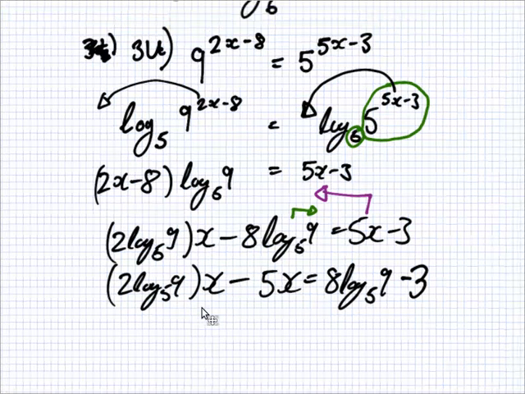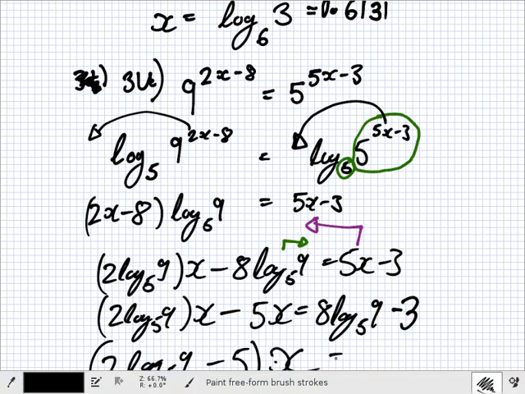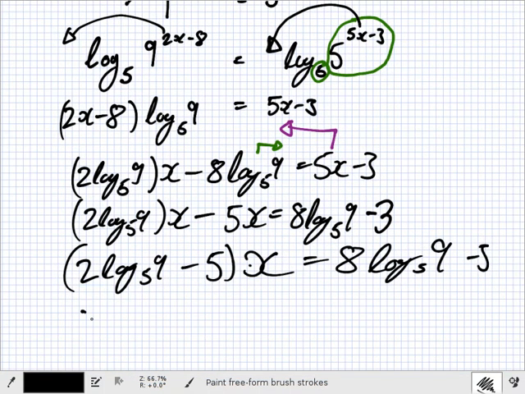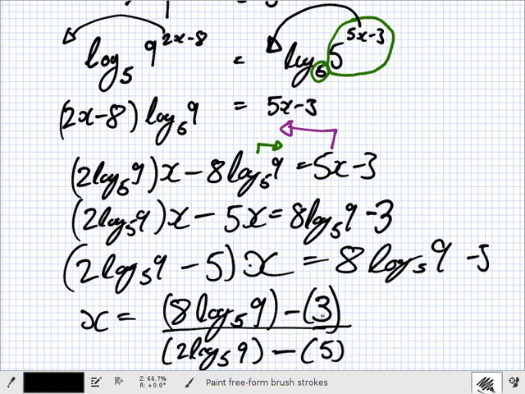Take out the x. 2 log 5, 9 minus 5, bracket, bracket x equals 8 log 5, 9 minus 3. So finally, my answer, x equals 8 log base 5, 9 minus 3 over 2 log 5, 9 minus 5. I'm only putting brackets in because when typing on the calculator, it's good to have extra brackets to be safe.